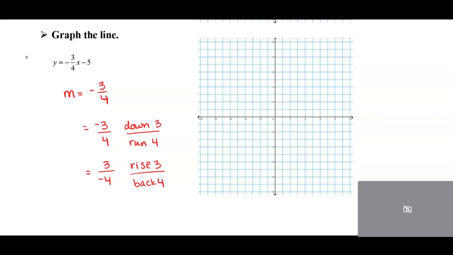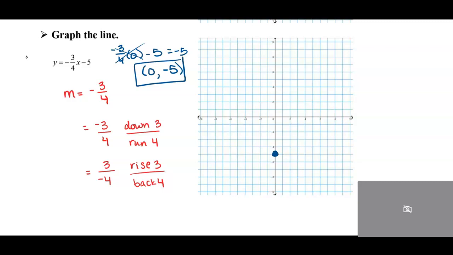Now let's see what that looks like. We need a starting place before we can do any of that, and that's what this other number tells us. That number right there is the number you get when you plug in 0. So let's imagine we plugged in 0: -3/4 times 0 minus 5 gives me -5, because -3/4 times 0 is just 0. So if I put in a 0 for x, I'm getting a -5 for y. So this point, (0, -5), is my starting place. That's this point right here.